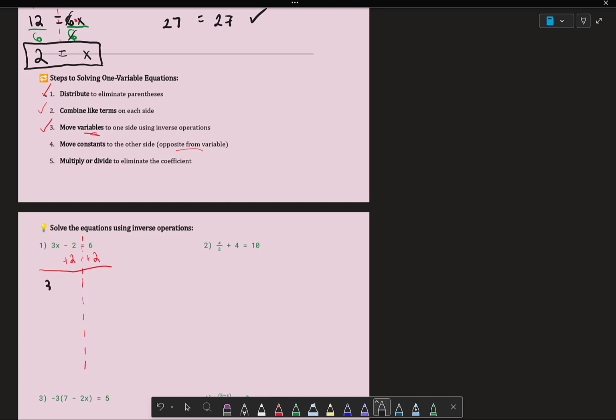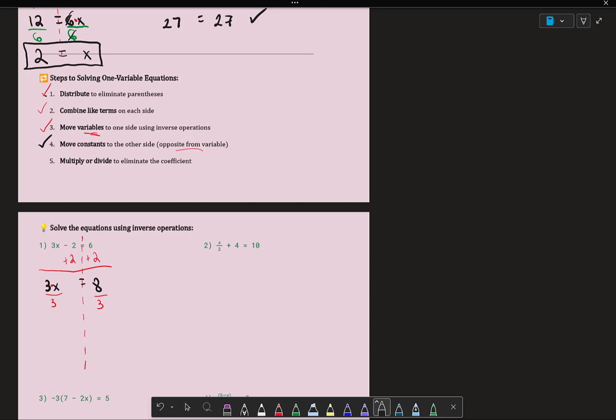So we end up, I'm going to bring down the 3x. Negative 2 plus 2 is just 0. Remember, we don't need to write that, so I'm going to erase it. And on the right side, 6 plus 2 is 8. So that's step 4. And then finally, step 5, multiply or divide to eliminate the coefficient in front of the x term. So remember, this is 3 multiplied by x. So the inverse operation is we're going to divide both sides by 3.